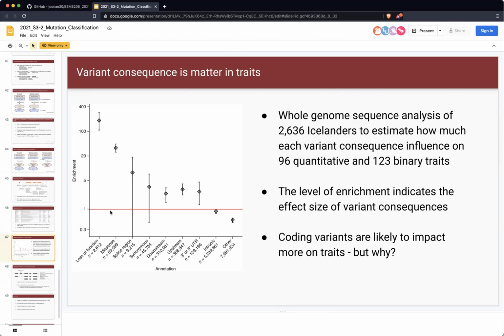So this is a study from Iceland again, and they analyzed 2,000 Icelandic people, looking at around 100 quantitative and binary traits from their health records, right? And they measured how much each variant consequence changes the traits in the health information. So someone can simply ask you, which types of variants are really critical to trait development?